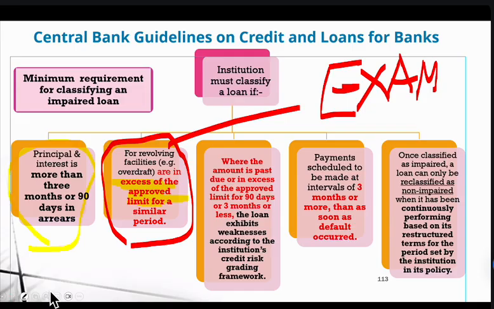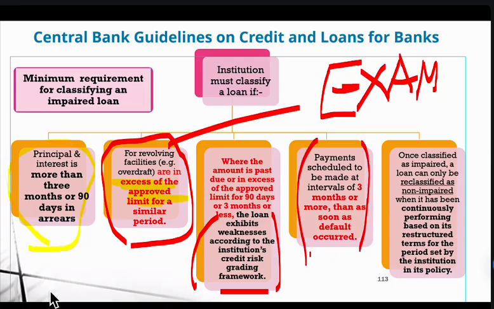Okay, the rest of it is very straightforward. If it's past due in excess of 90 days, it can be shorter than that timeline based on the credit risk grading framework. If this interval is 3 months or more, it is default as soon as it reaches that.